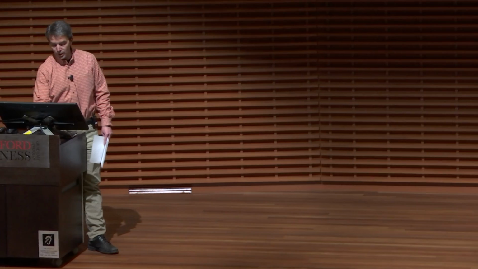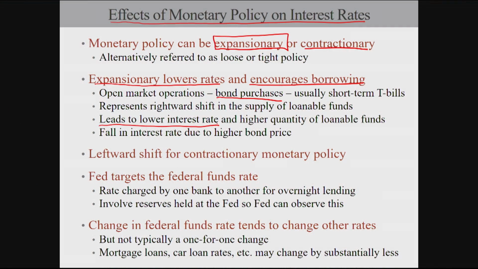Do you have another question? You good? Okay, great. So this represents a rightward shift in the supply of loanable funds and leads to a lower interest rate and a higher quantity of loanable funds. And basically, the fall in interest rate is happening due to the higher bond price. So the Fed, by buying these bonds, is raising the price of the bonds and the interest rate falls. So if the price of a bond that pays off in a year goes from 98 to 99, that means the associated interest rate is falling. And then if instead the Fed was doing contractionary policy, it would represent a leftward shift.